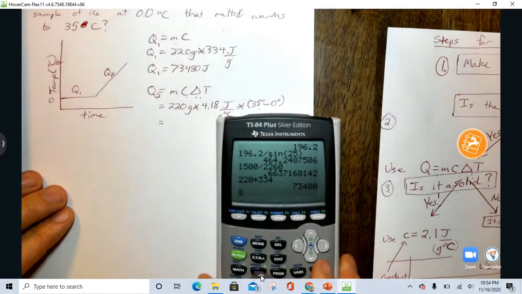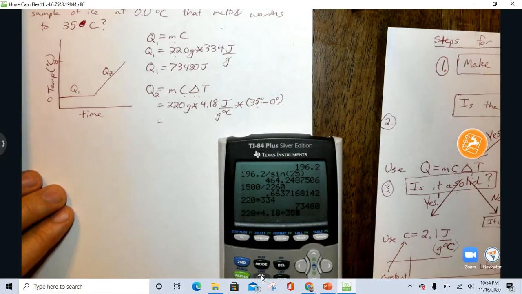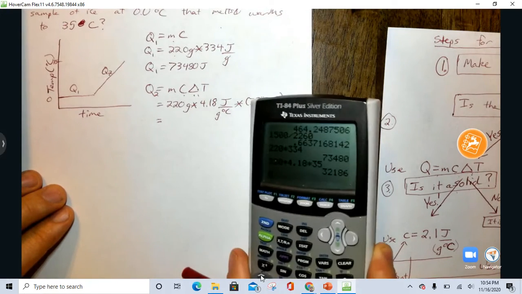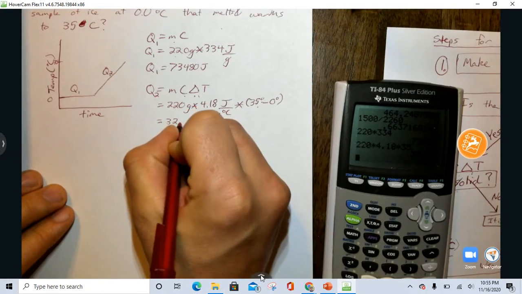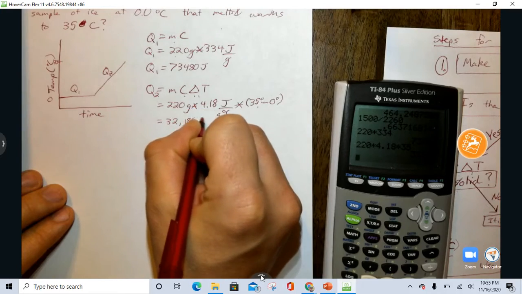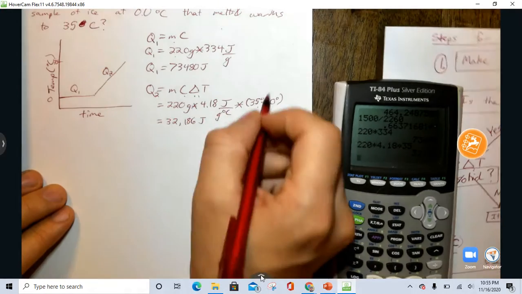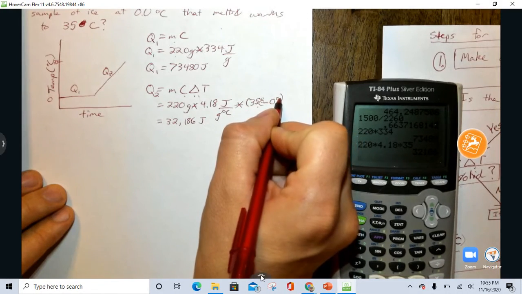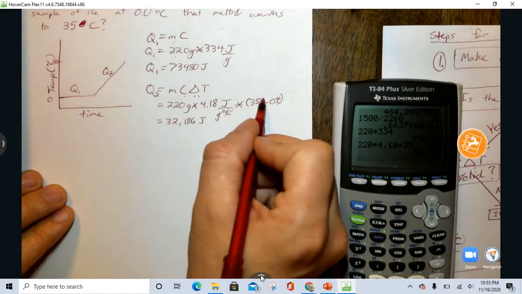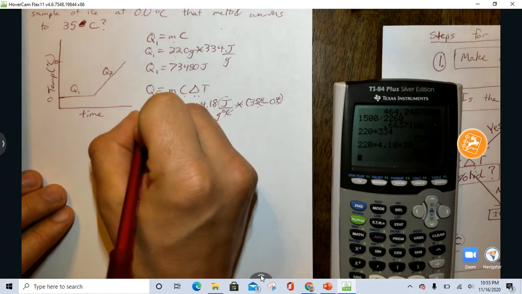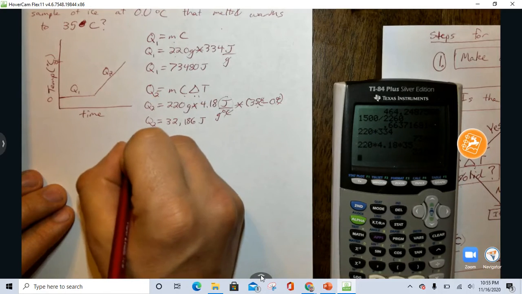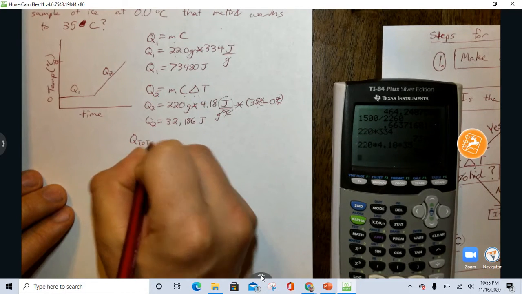So on our calculator, we've got 220 times 4.18 times 35. We get 32,186 joules. This cancels. This cancels. We're left with joules. But for our Q total, you must add those things together.